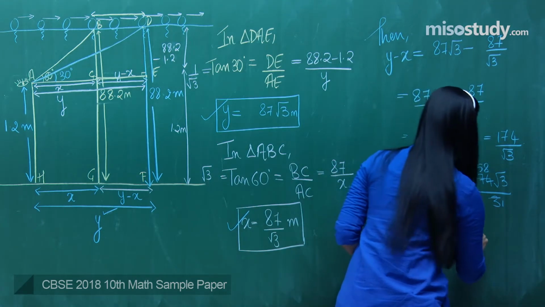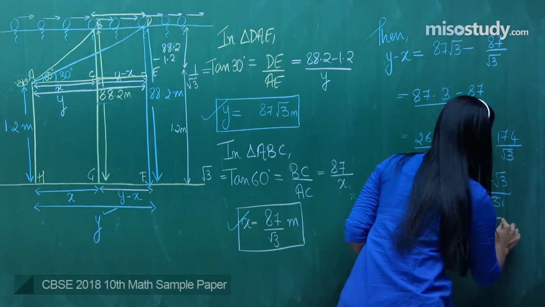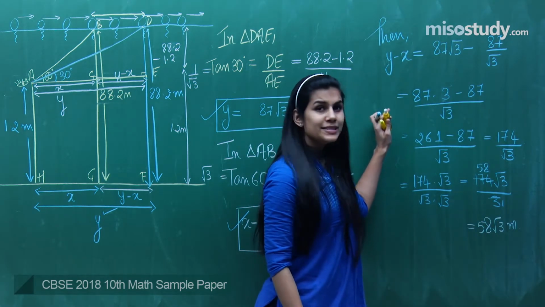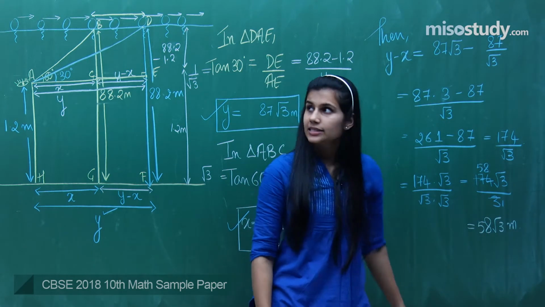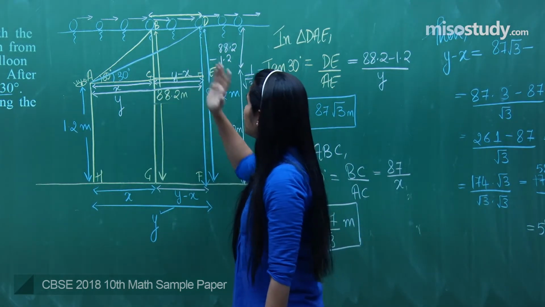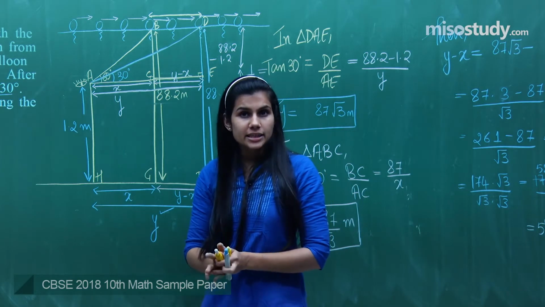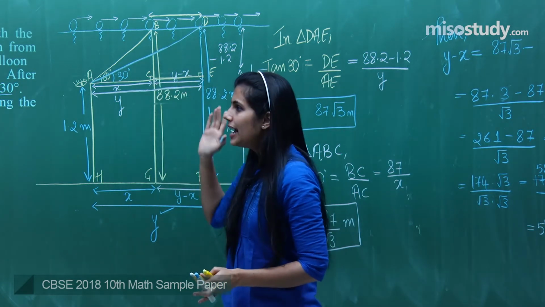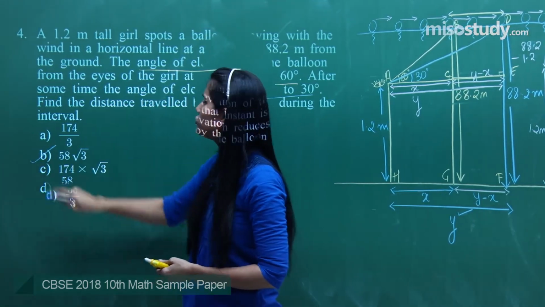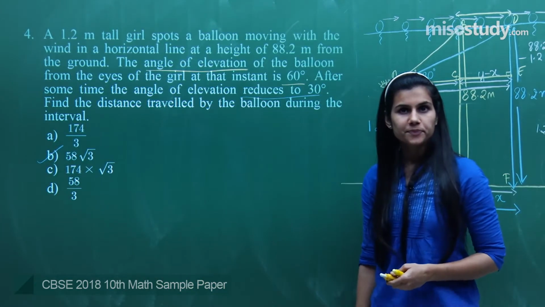58 root 3. That happens to be the value of y minus x. That means the balloon has travelled a distance of 58 root 3 meters in that time interval. And that is what is your answer, which is again sitting at option number B.